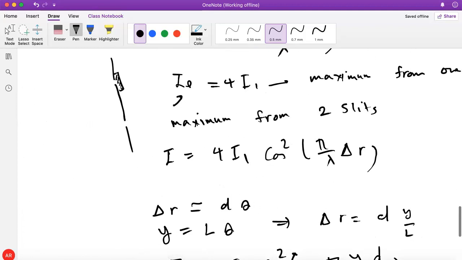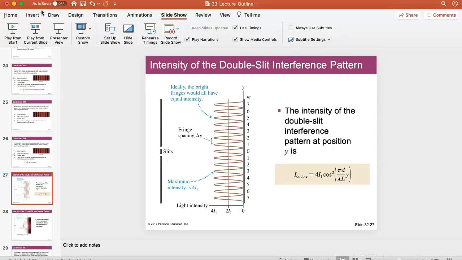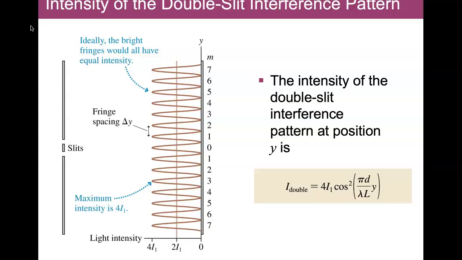All right. So what we derived is just this expression here. So we have two slits, and of course the places where that cosine squared is 1, we have the bright fringes, and places where cosine squared is 0, we have the dark fringes.